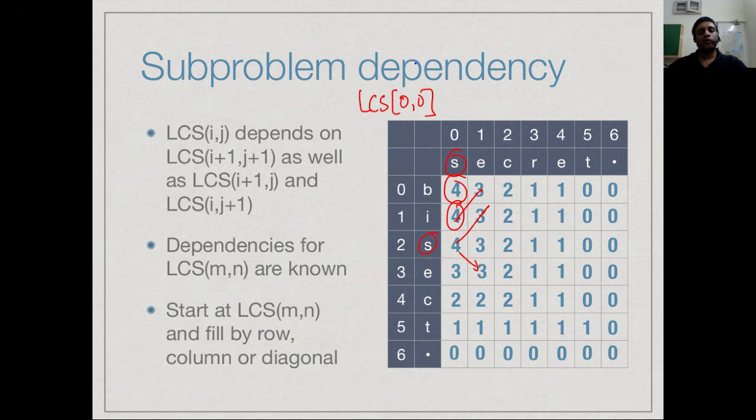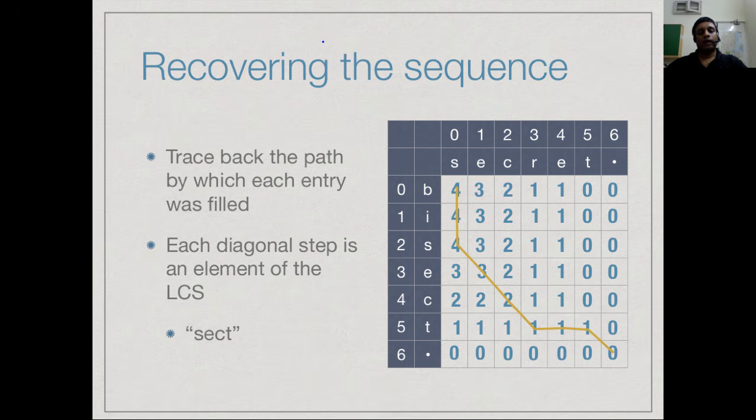Remember in LCW I had to look around in the whole grid to find out where the maximum was. In LCS you don't have to do that. The value you get at 0, comma 0 is actually the answer you're looking for. Okay? And now as before, you can trace back the path. Why was each value filled? Was it filled because it is 1 plus LCS of i plus 1, j plus 1, or was it filled because it was the max of the other two neighbors? If so, which was the max?